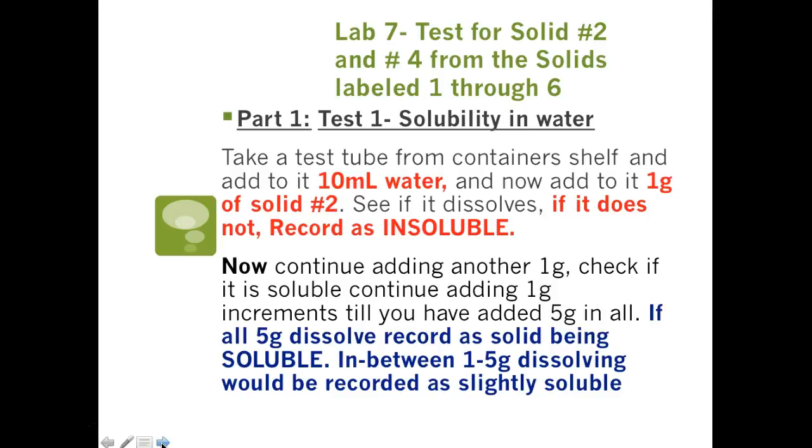Alright, so in the first part, you're going to take a test tube from your container shelf, add 10 ml of water to it, and add 1 gram of solid number 2. See if it dissolves. If it doesn't dissolve at all, then you're going to record in your notes as insoluble. If it's somewhat soluble, then go ahead and add another gram. Again, check for the solubility. If it does dissolve, try to add yet another gram. So go in increments of 1 gram till you get to about 5 grams.